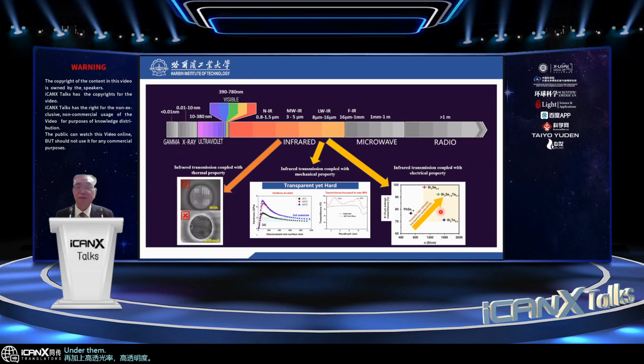And then finally, with regard to electrical properties, we also coupled electrical properties with transmission. We realize the electrical conductivity with transmittance, with transparency.